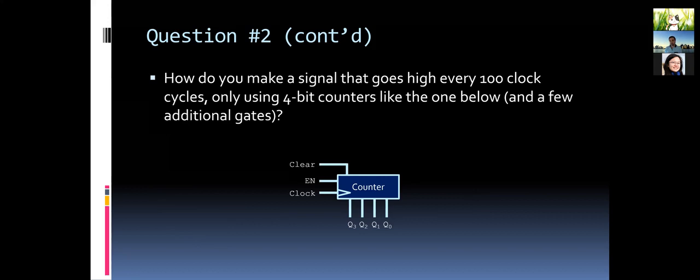The key idea is the same. You let it count to 16, then you take multiple of those counting to 16, and you do an AND across them. You can do it 10 times, or if you just use 4-bit counters like this, you can use fewer, just count to 16.